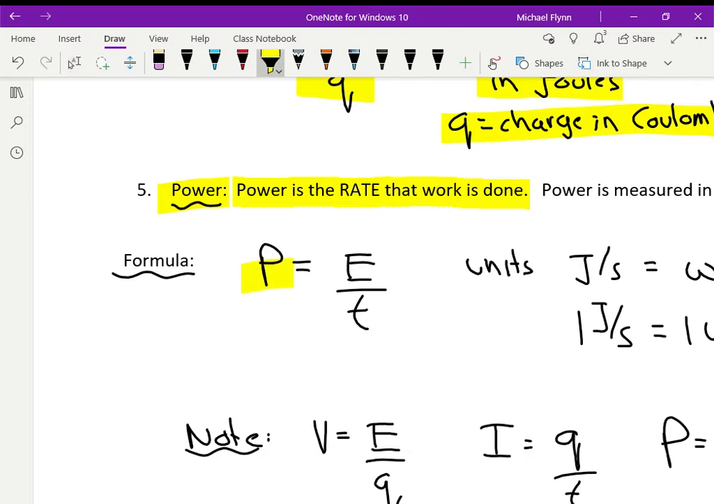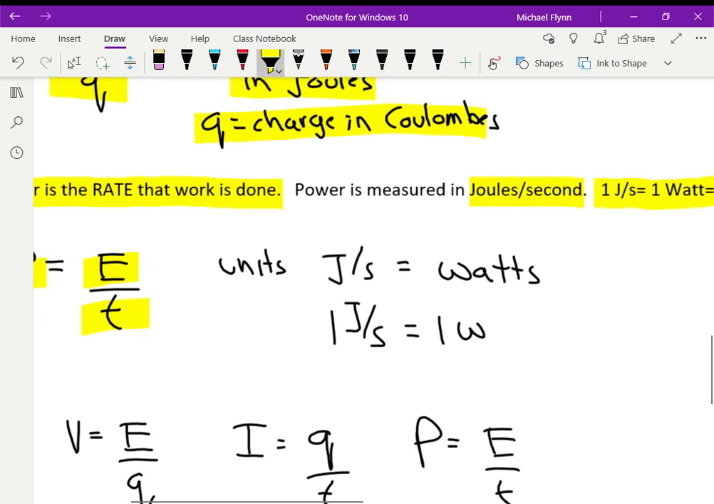So there's a formula for this. The formula for power is energy divided by time. The units of power are watts, and 1 watt is the same as 1 joule per second. So there you go.